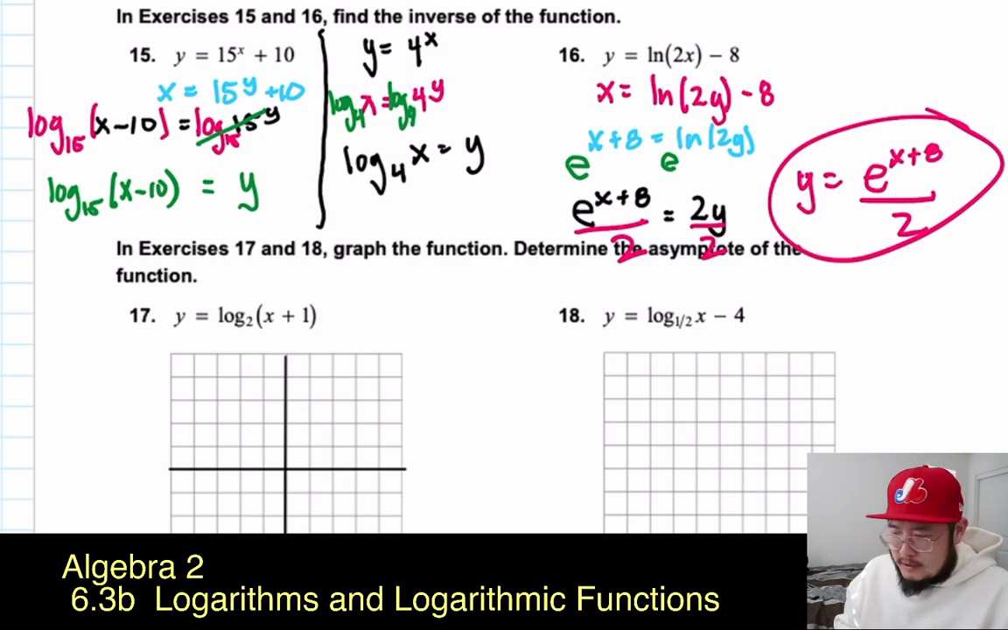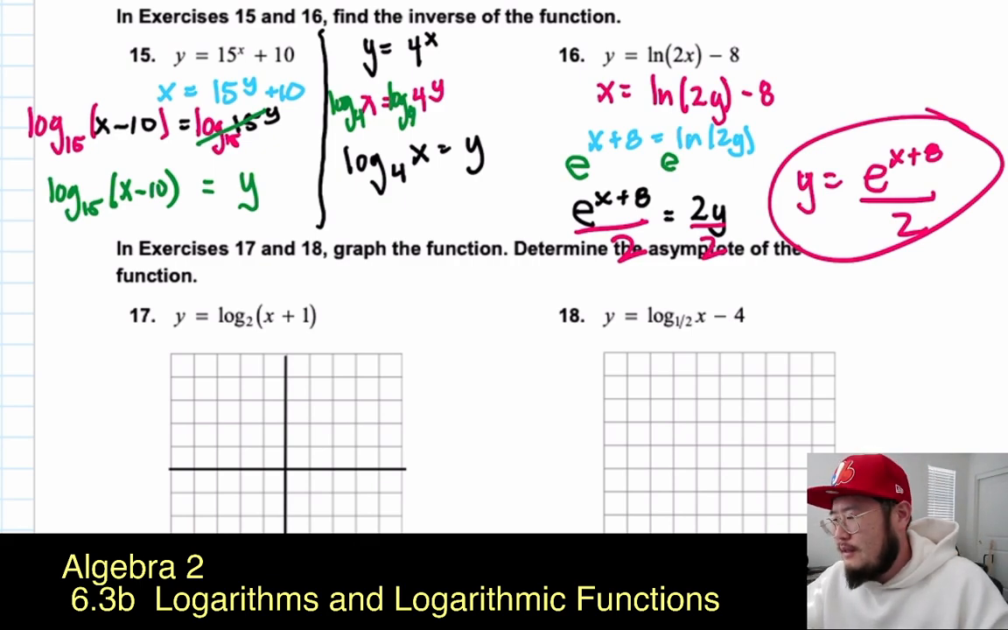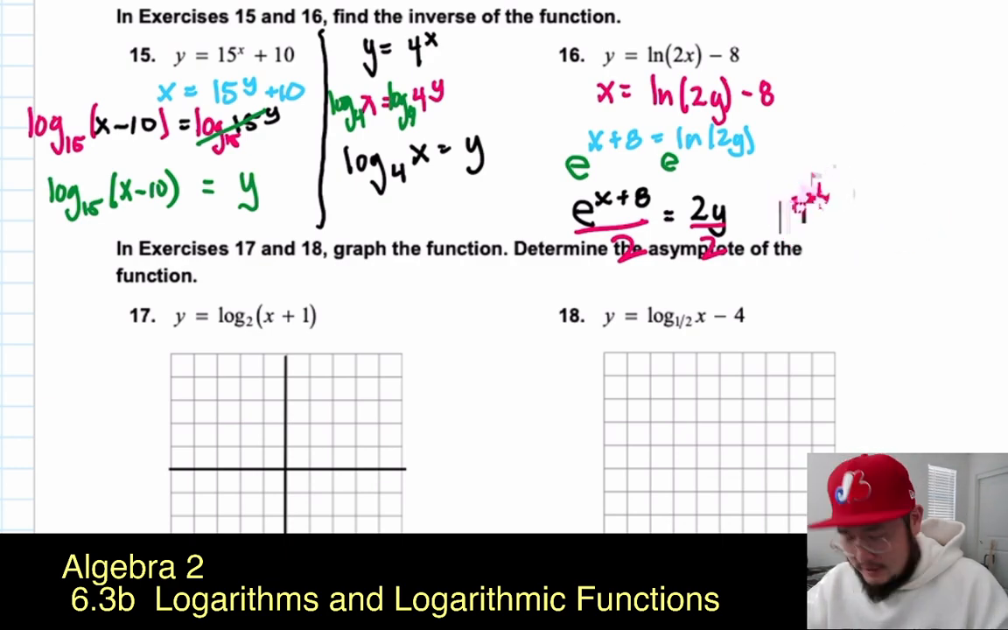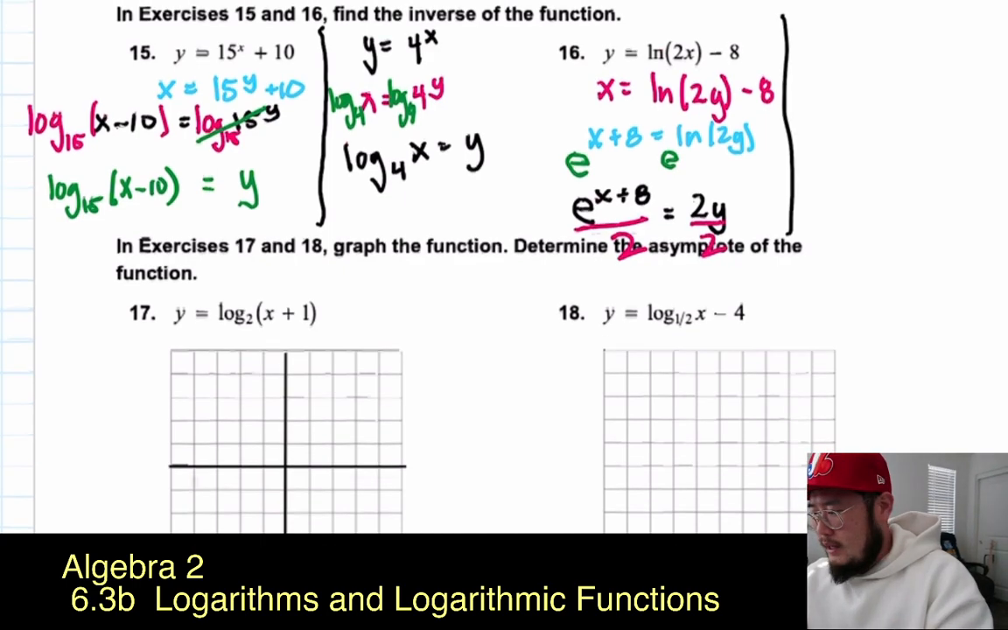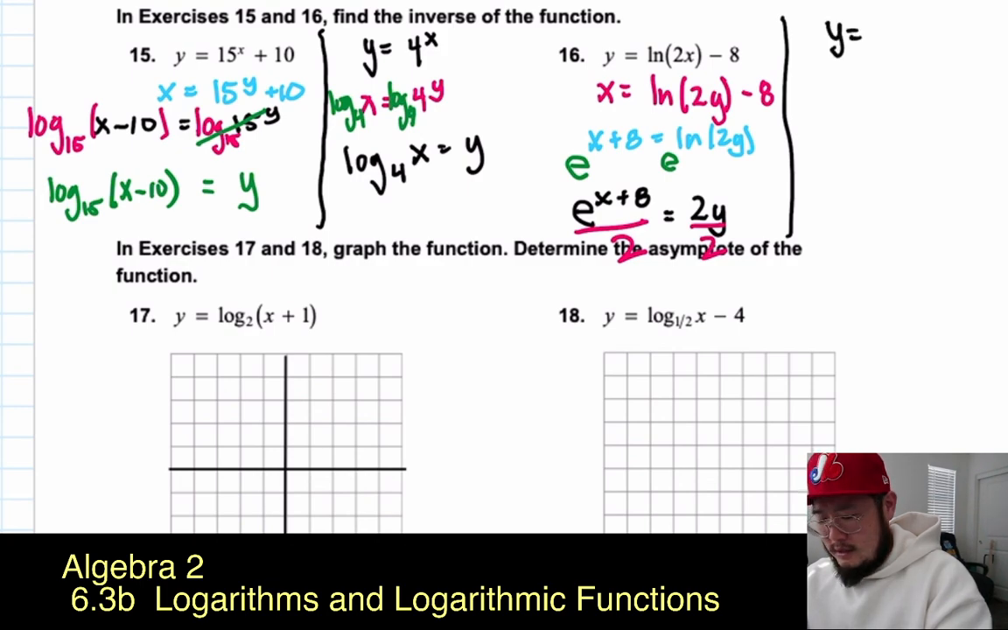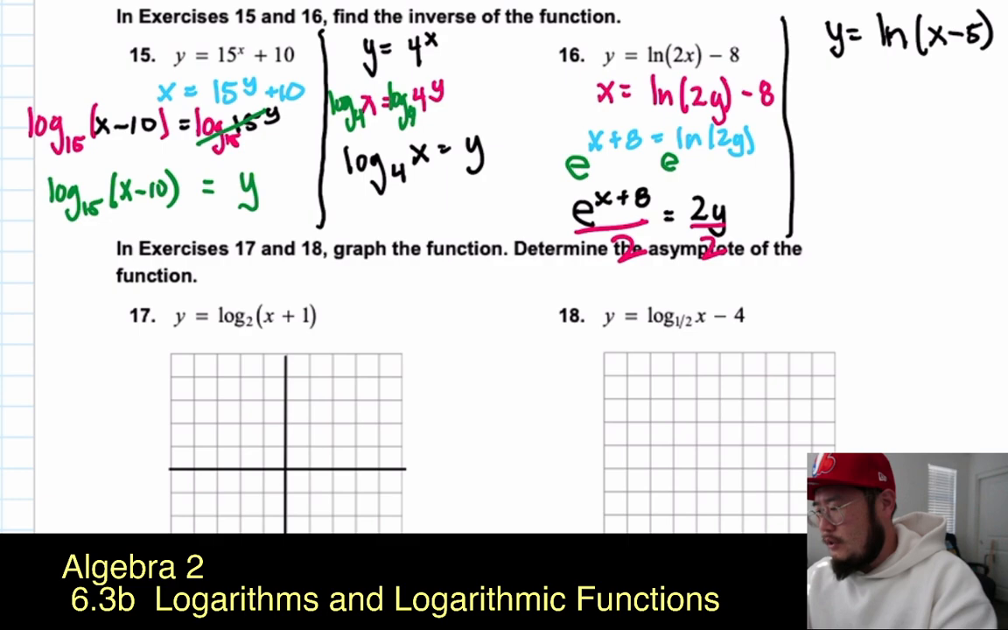Let me give you another bonus one right here. Erase this that we have on the side, and let me give you another extra one. We have in this example y is equal to ln of x times x minus 5. So once those same rules apply, we're going to find the inverse. I'll switch x and y.